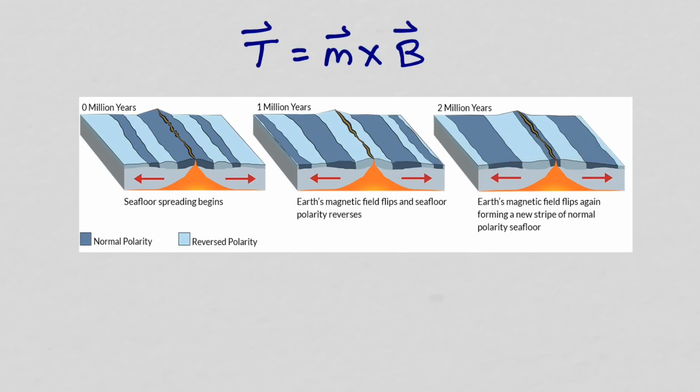In this 80-million-year-old barcode, there have been 183 polarity reversals, so the Earth's magnetic poles flip on average every 430,000 years.